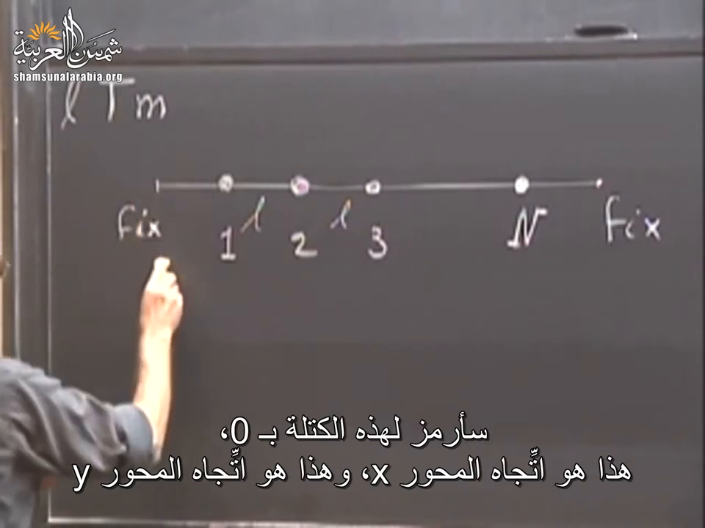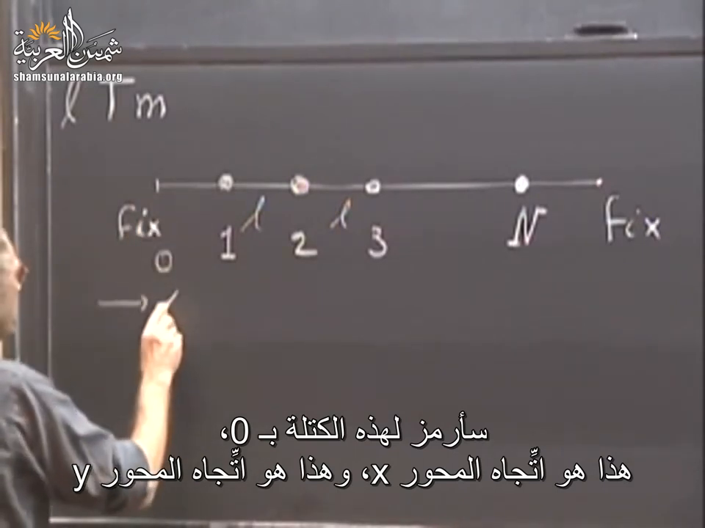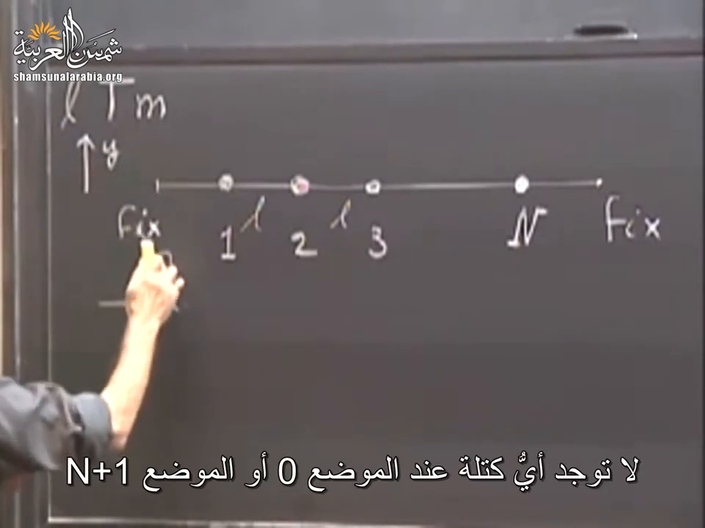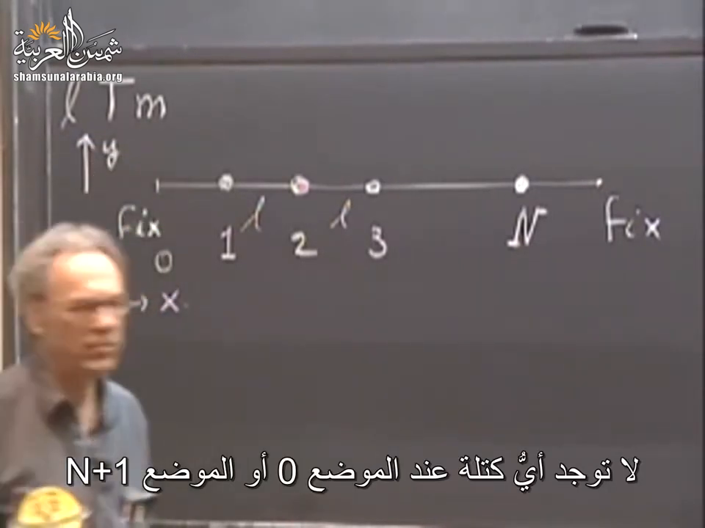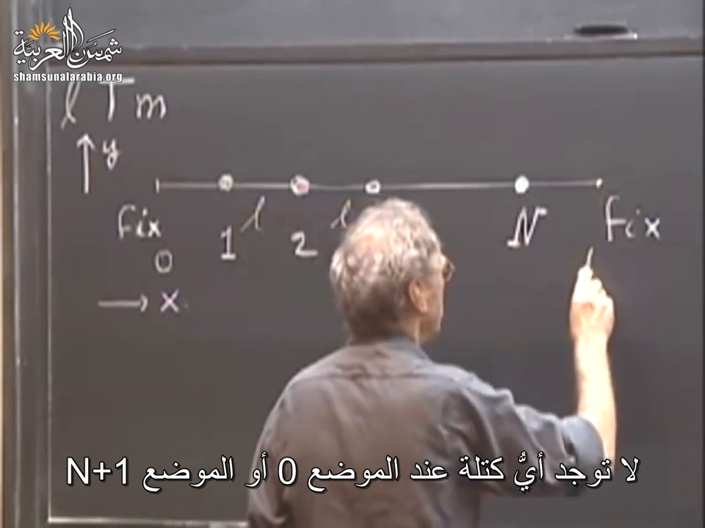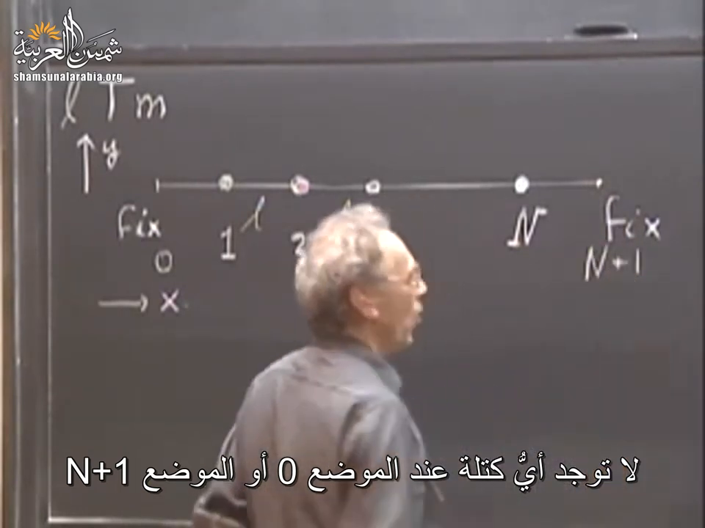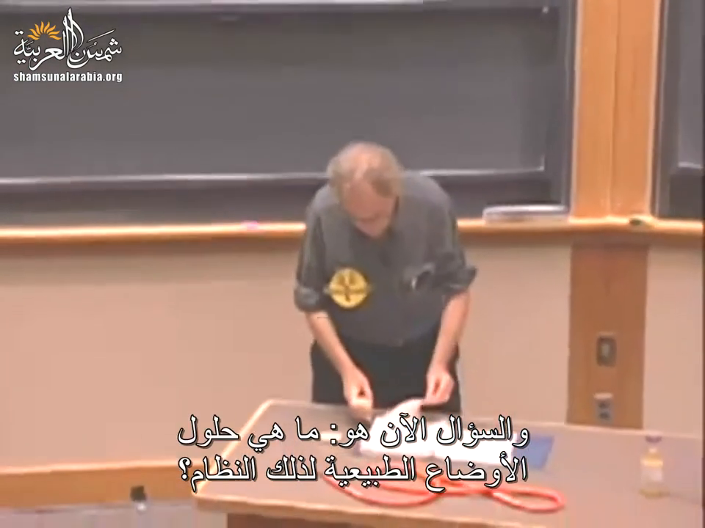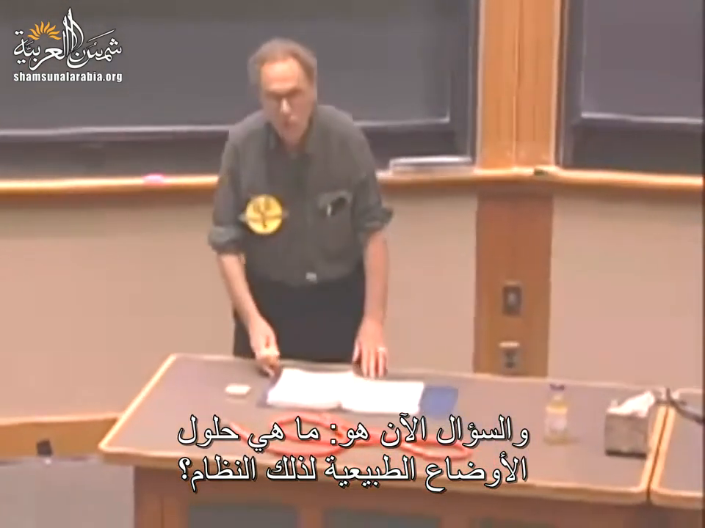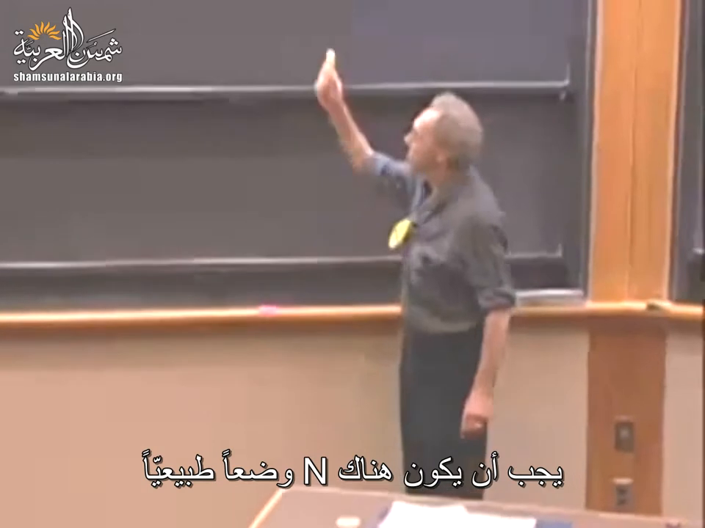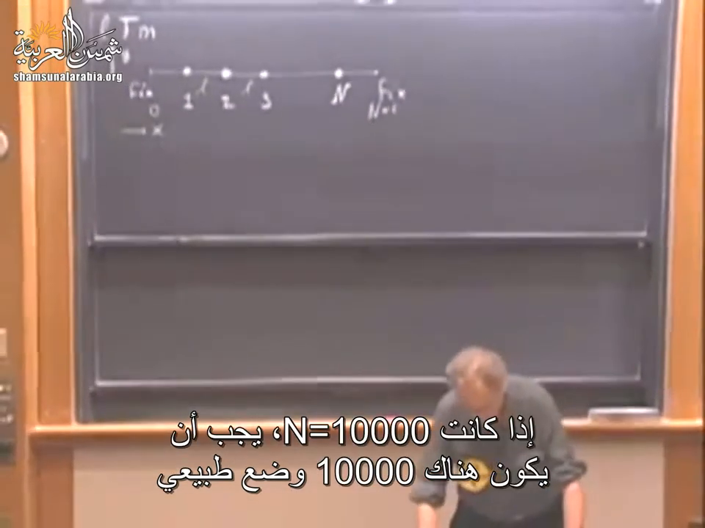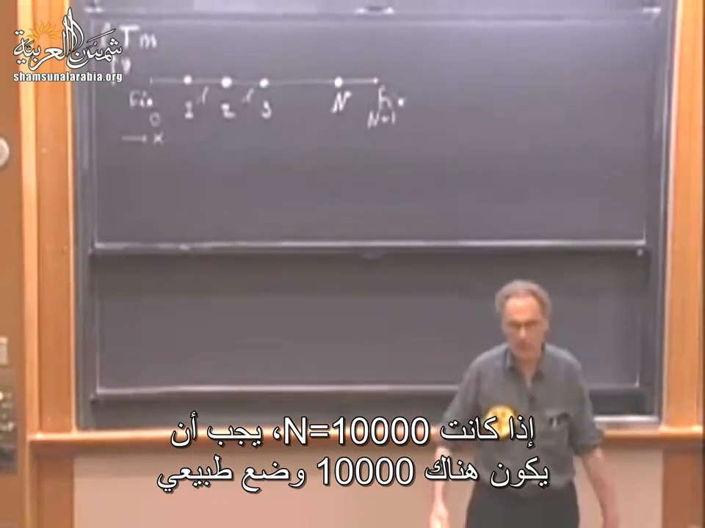So this point here, I can call that 0. I think of this in the direction of X, and this is the direction of Y. And so at 0, there is no bead. And here, at the position N plus 1, there is no bead either. And so the question now is, what are the normal mode solutions to that system? There must be capital N normal modes. And if N goes to 10,000, there must be 10,000 normal modes.